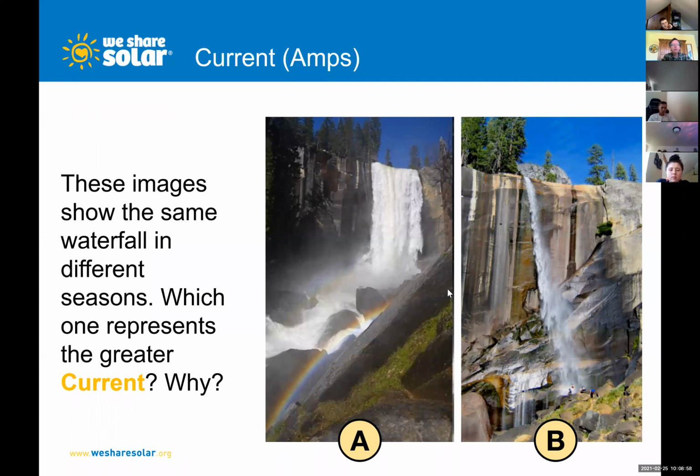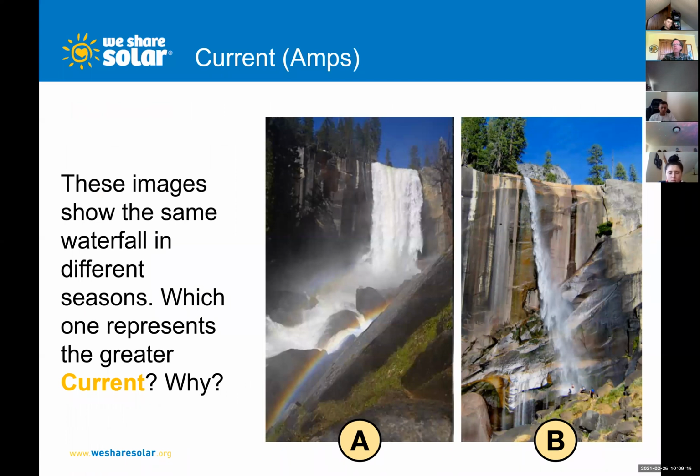So let's go back here. Here's two images. They show the same waterfall at different times a year. So I'm asking you, which of these shows greater current?